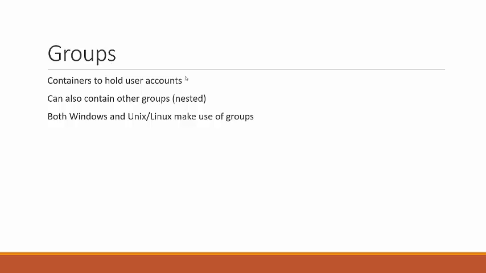Now, groups can also contain other groups. It's called nested groups. And again, a little out of scope for us, but Windows operating systems make extensive use of this because there's different kinds of groups. You've got local groups and domain local groups and universal groups and all this other kind of stuff. And they can nest inside of each other. Groups are a very standard construct, and both Windows and the Unix family make use of them.